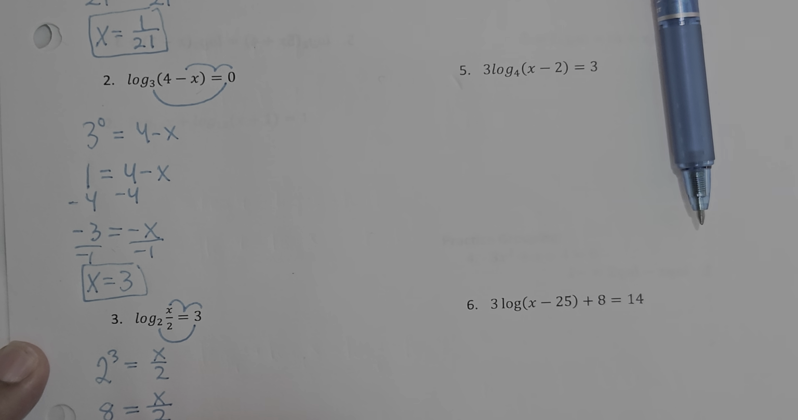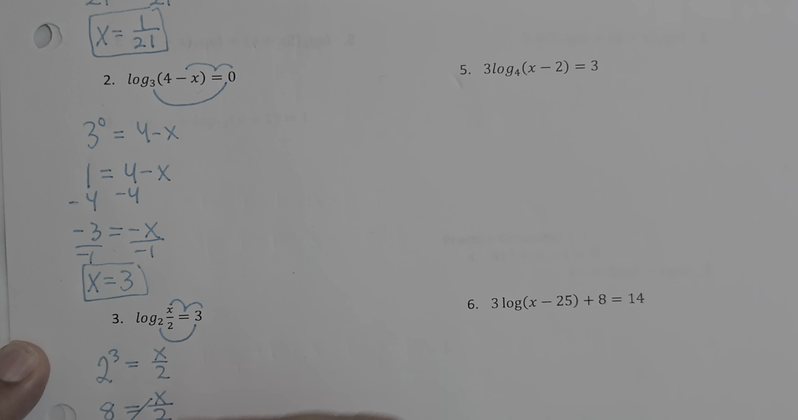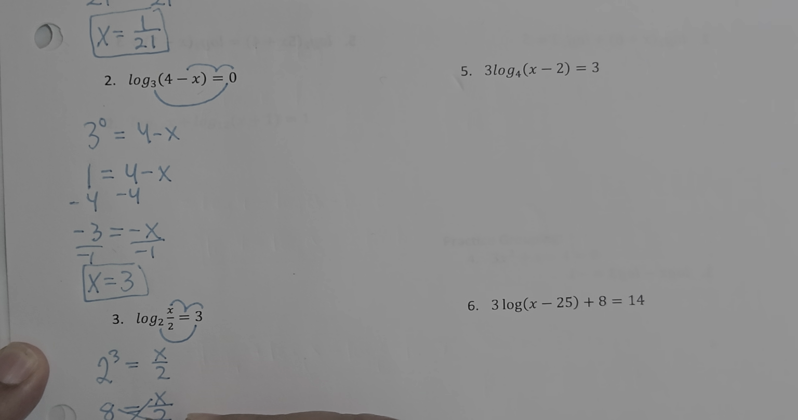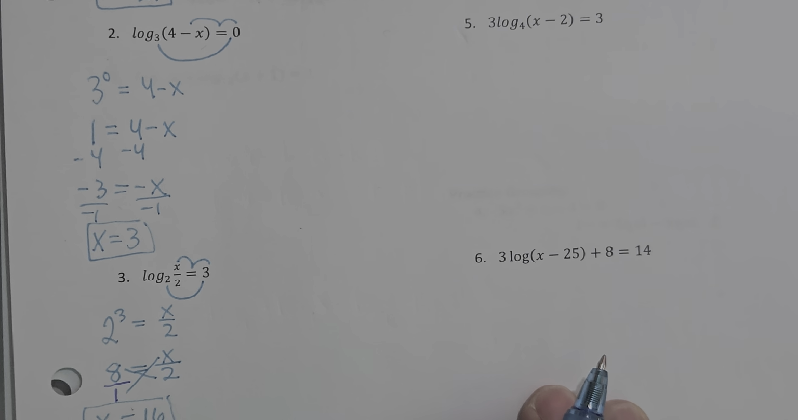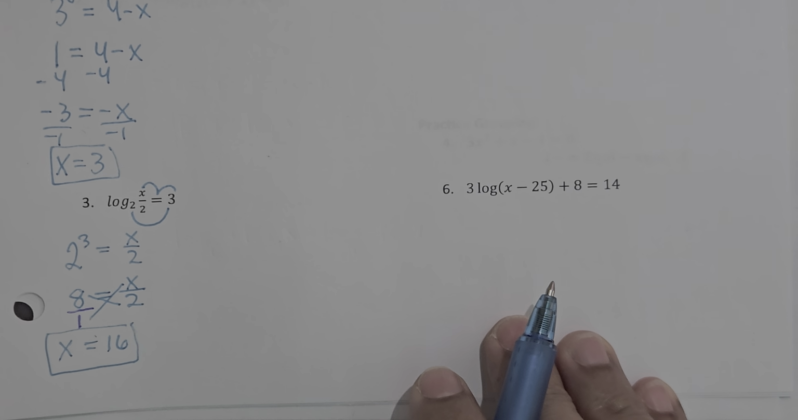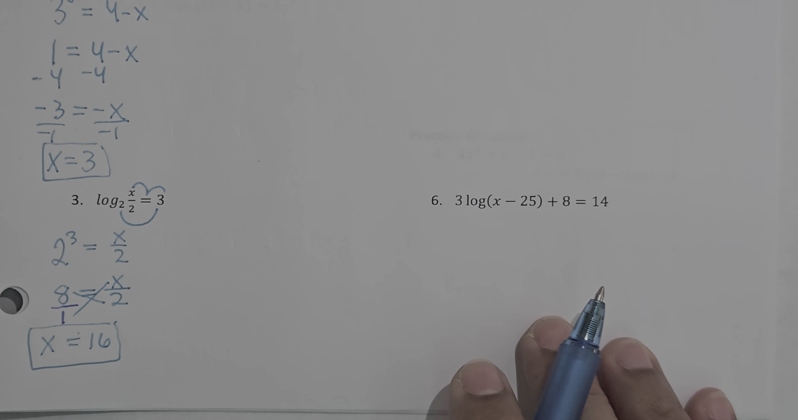Then again, I'm going to write a 1 under this 8 so I can cross multiply. So then 1 times x is x, and 8 times 2 is 16. So the solution to this equation is 16. Okay, now I'm sorry you couldn't see that. So if you need to, pause the video and then copy whatever you need to copy.